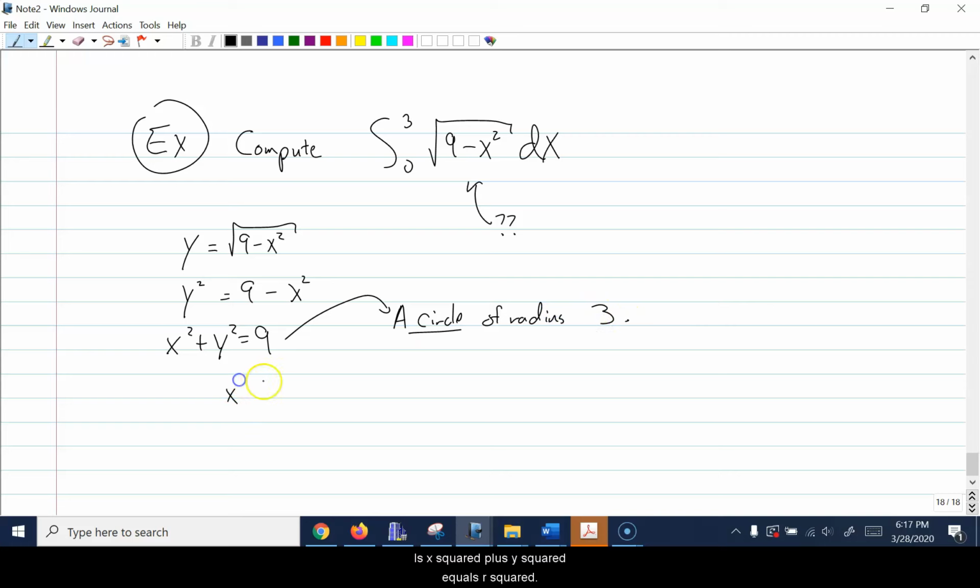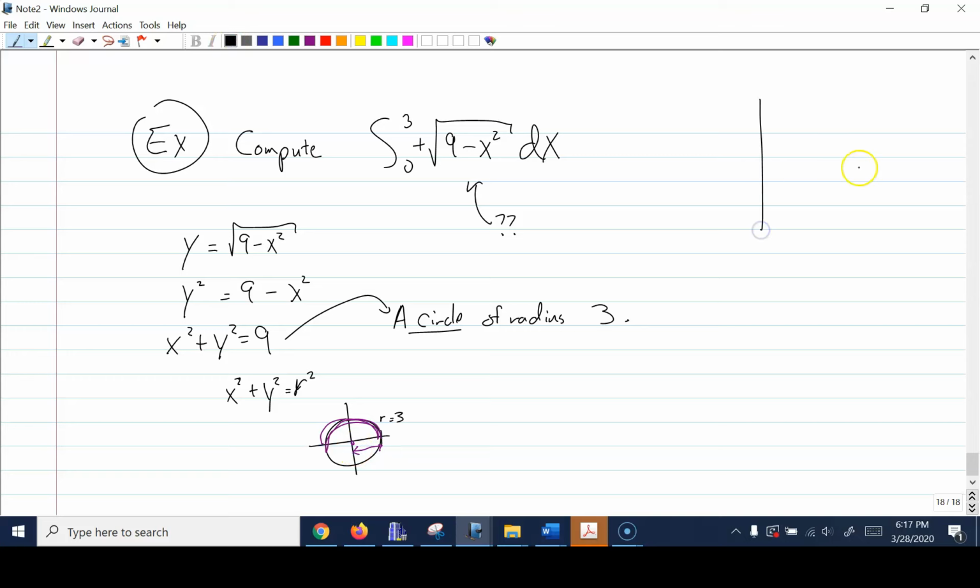It's x squared plus y squared equals r squared. That would give you a circle of radius r. Here the squared version is 9, so the r version is 3. So we're looking at a circle of radius 3. We picked the positive square root, so we actually have the top half of the circle. And we're integrating that from 0 to 3, so we only care about what's happening between the x-axis and 3.